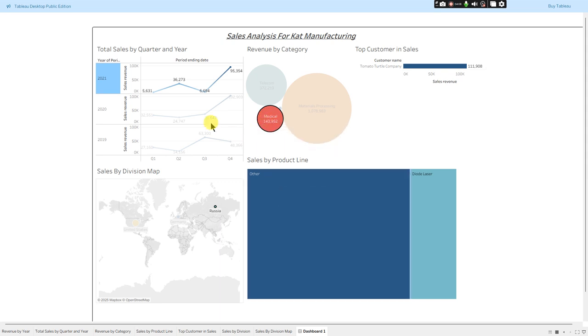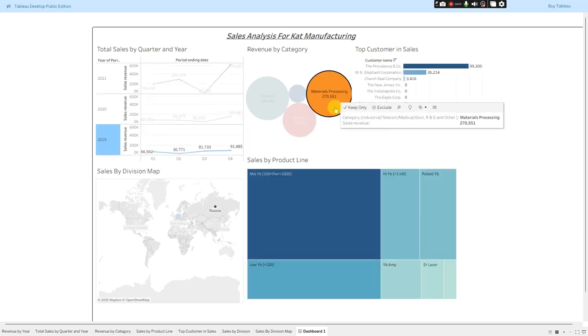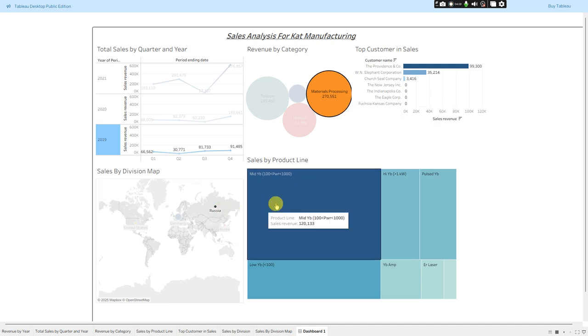142,952. On to the next question: which product line had the highest sales in 2019 under materials processing? If we go to 2019, filter by that year, go to materials processing, we will see that the product that had the highest sales in 2019 under materials processing would be the MID YB, which had a sales revenue of 120,133.